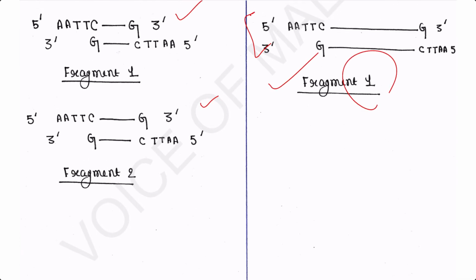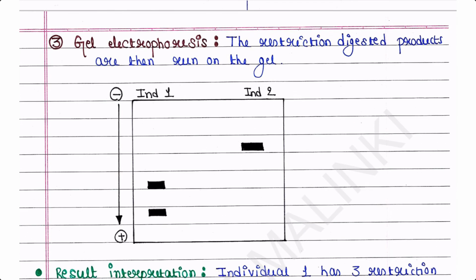So in individual 1, we have seen 2 fragments are produced after the digestion. In individual 2, only 1 fragment is produced after the digestion, because the second restriction site is absent in this sequence of individual 2. The third step is gel electrophoresis. The restriction digested products are then run on the gel. So in individual 1, here we are getting 2 bands. In individual 2, here we are getting only 1 band.